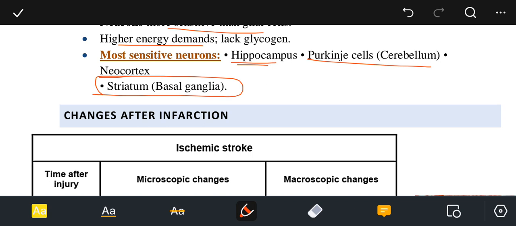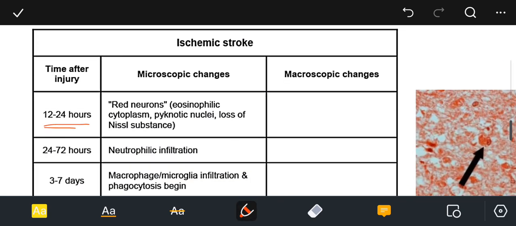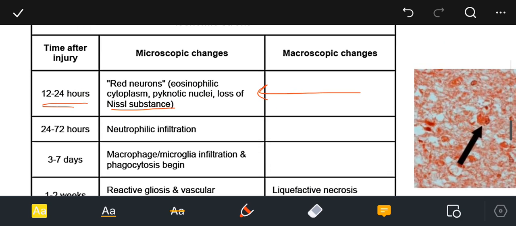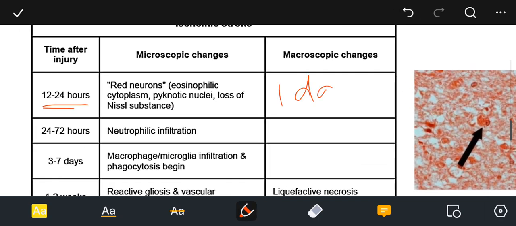What are the changes after infarction? In 12 to 24 hours initially, there are red neurons with eosinophilic cytoplasm, pyknotic nuclei, and loss of Nissl substance. Macroscopically, we don't find any significant change in the first 12 to 24 hours, but the red neurons will be seen at the microscopic level. Pyknotic nuclei and loss of Nissl substance will be seen. If I write it like this, on day one there will be no significant change on the macroscopic level, but on the microscopic level we will find red neurons, right? And why do they appear red? Because they have eosinophilic cytoplasm and pyknotic nuclei, and they have loss of Nissl substance and so on.